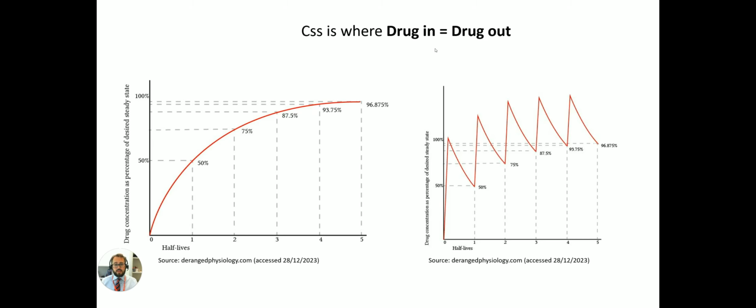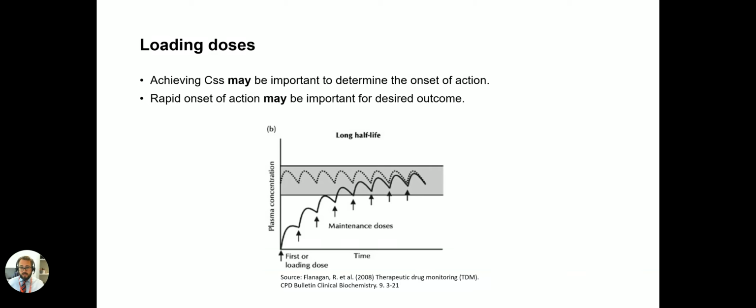However, we can replicate CSS concentrations by using a loading dose in some instances. When the drug effect is dependent on CSS and a rapid effect is needed, for example, when we are administering pain relief or controlling an arrhythmia, we cannot always afford to patiently wait for the concentration to reach CSS. This is where a loading dose comes in.